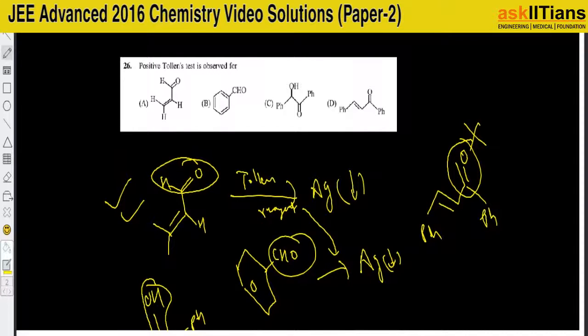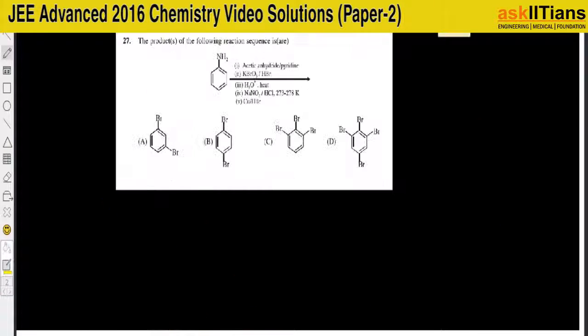Let's move on to the next question. The products of the following reactions: NH2, then acetic anhydride and pyridine, KBrO3 HBr, then H3O plus heat, then NaNO2 HCl. So wherever you find NaNO2 HCl, the idea which should come to your mind is that there will be some formation of diazonium chloride salt, right? Diazonium salt, and then CuBr.